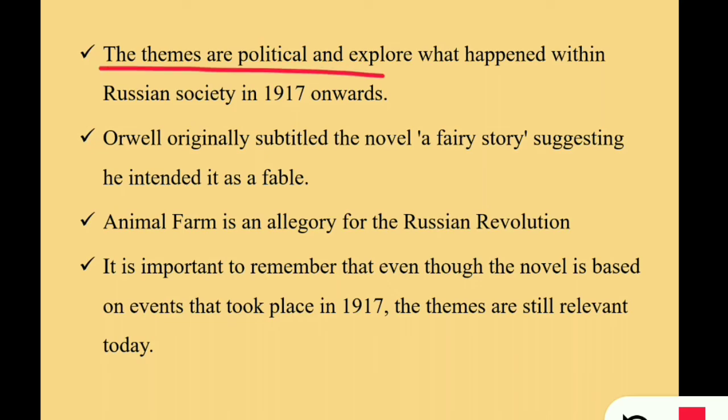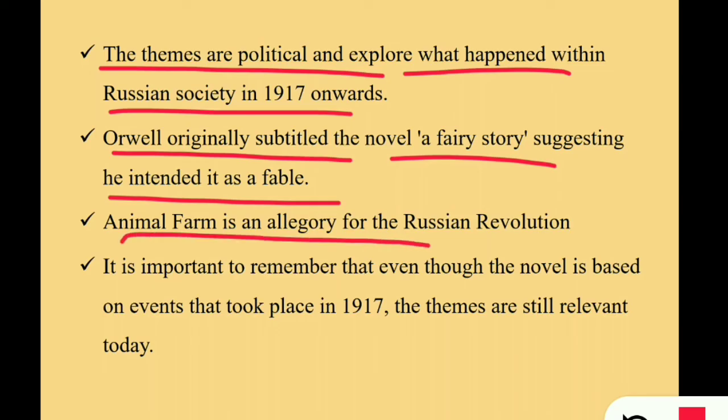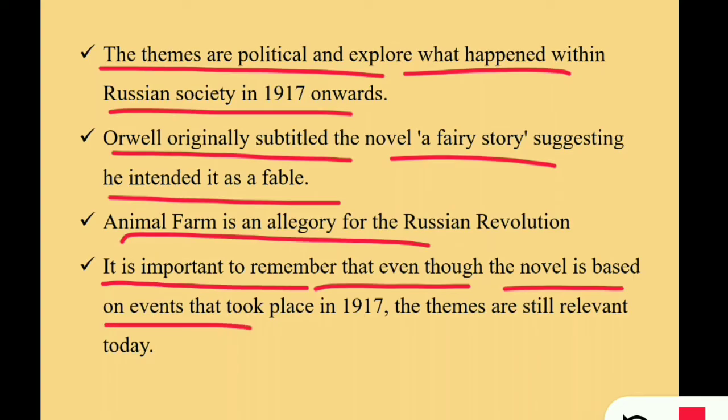The themes are political and explore what happened within Russian society from 1917 onwards. Orwell originally subtitled the novel a fairy story, suggesting he intended it as a fable. Animal Farm is an allegory for the Russian Revolution. It is important to remember that even though the novel is based on events that took place in 1917, the themes are still relevant today.